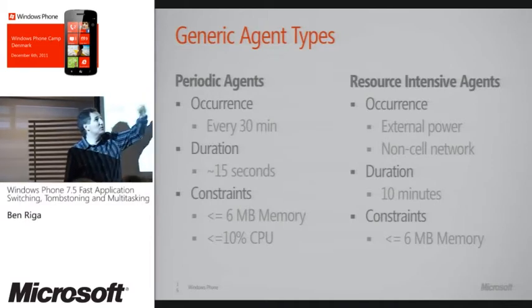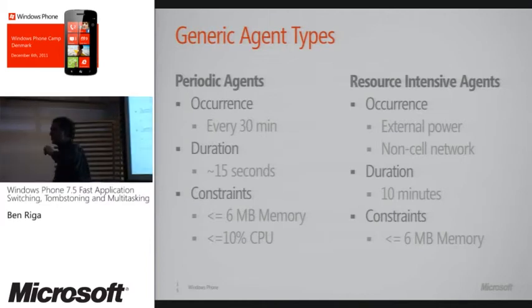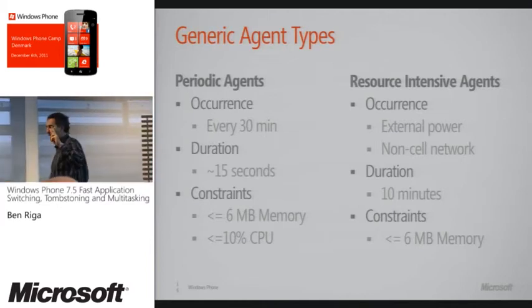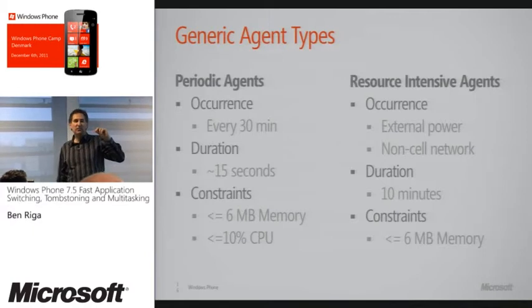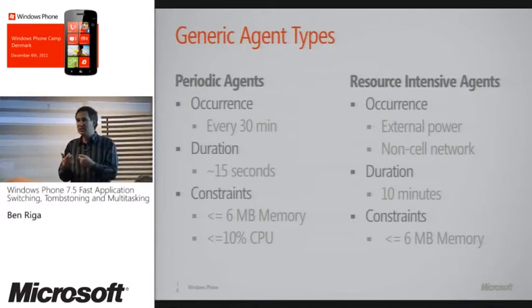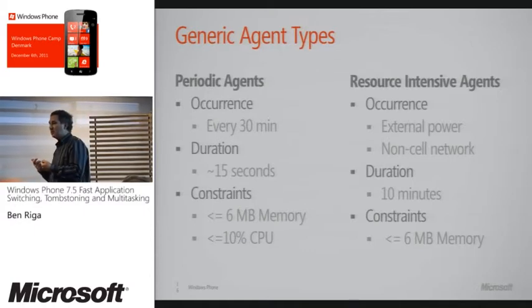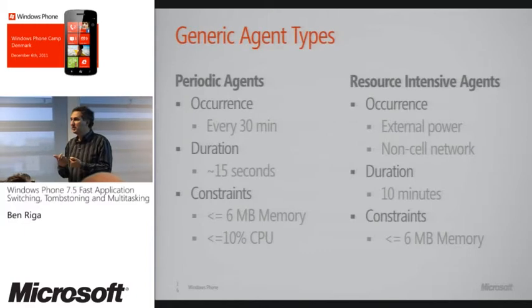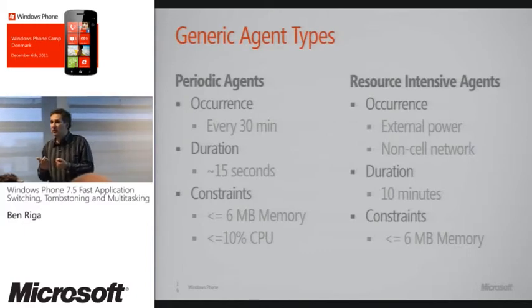The other one is referred to as resource intensive, and that occurs when two parameters are set, or two things happen, in other words. So first is the device is actually plugged into power, external power, and the device is on a non-cell network. Anyone think of what the scenario is there? When you get home, right?